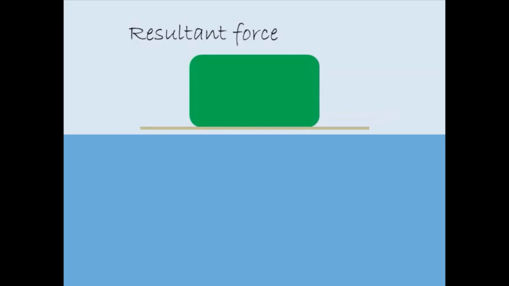An object is being pushed by a force of 200 newtons, and another force pulls the object in the same direction with a force of 300 newtons. Find the resultant force moving the object.